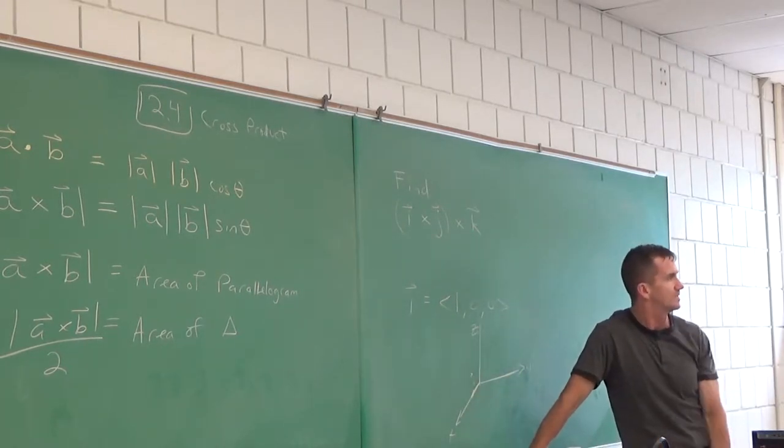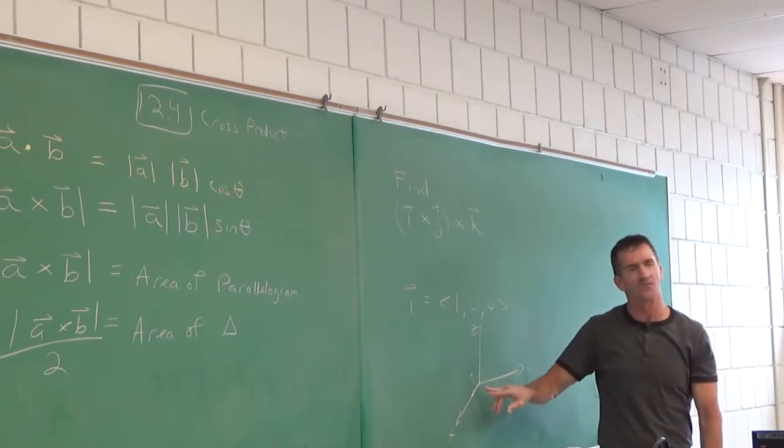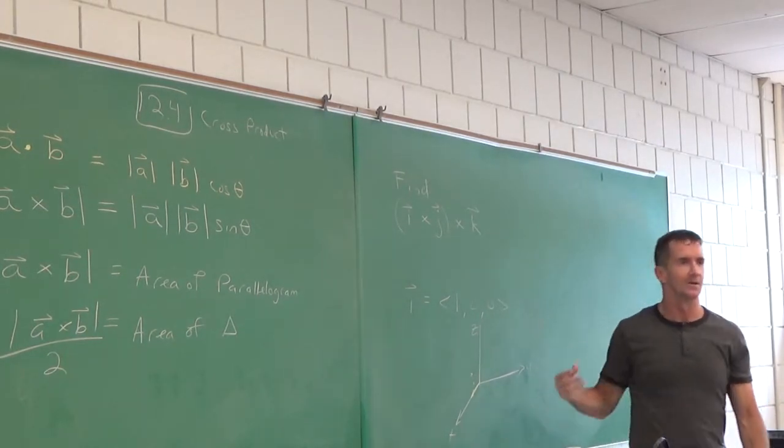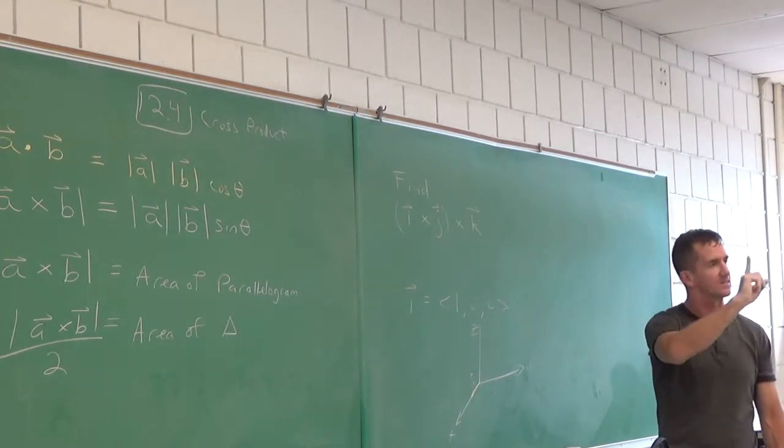I mean, just so you can visualize. I didn't have to draw from the origin. I could have drawn it anywhere. But it would go in the direction of the positive x-axis, with a length of 1.